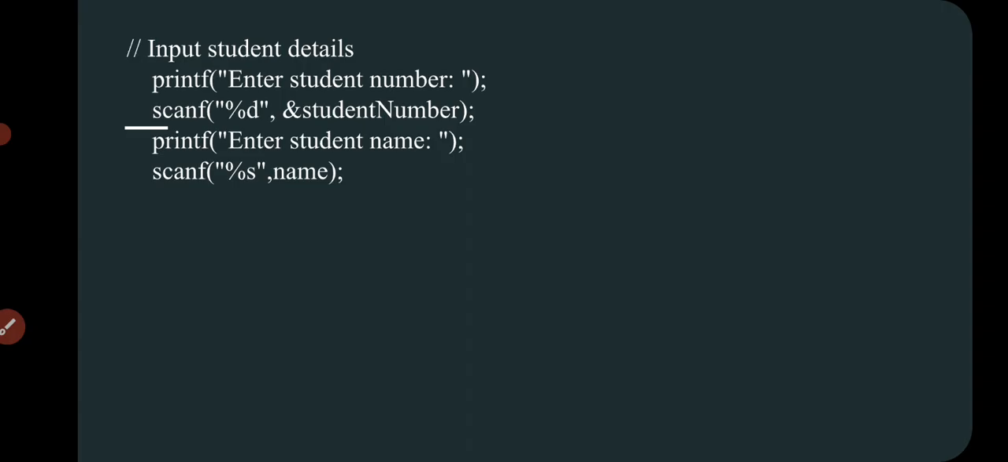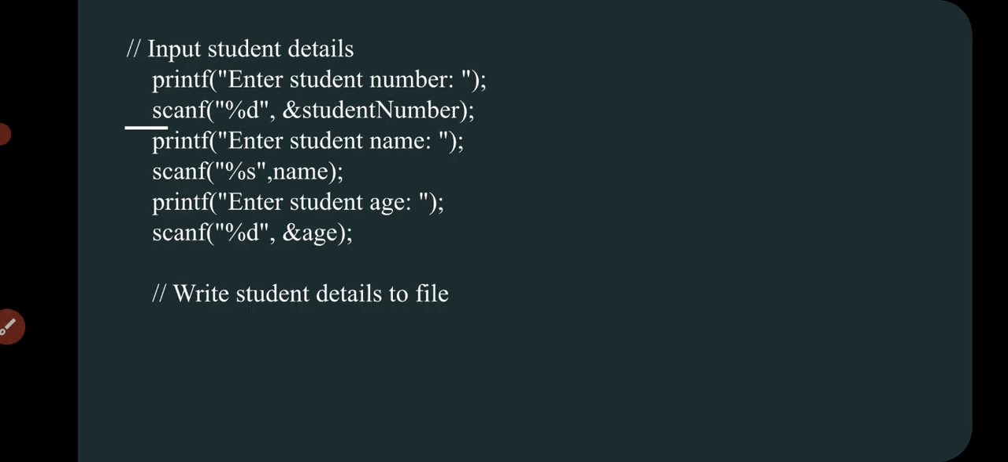So we have scanned the student number as well as the student name. Now we have to read the student age. So printf "enter the student age", scanf %d, ampersand age. So for an integer we use the ampersand before the variable name, and for the string we are not using the ampersand, because ampersand refers to the address, the starting address of the variable. So now we have read all the values of student number, name and age.